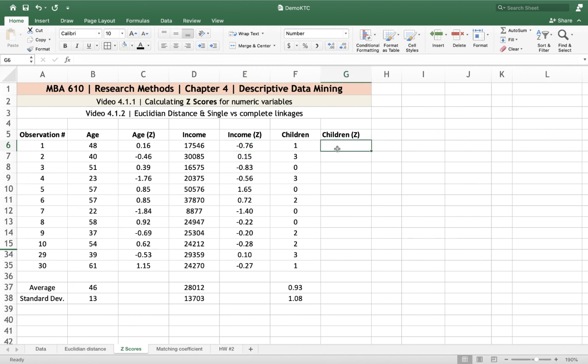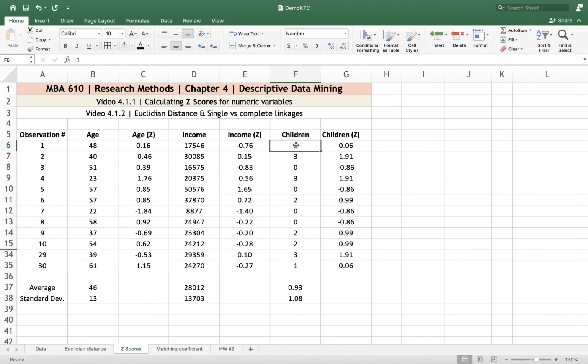For children, we'll do the same thing. I'm going to drag this down. It needs to be centered. That makes me happier, and then I'll add a couple of decimal places. So these are our z-scores.